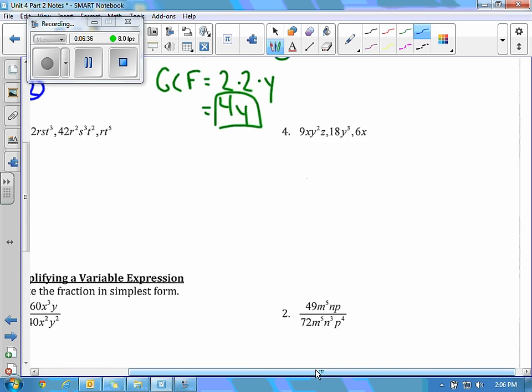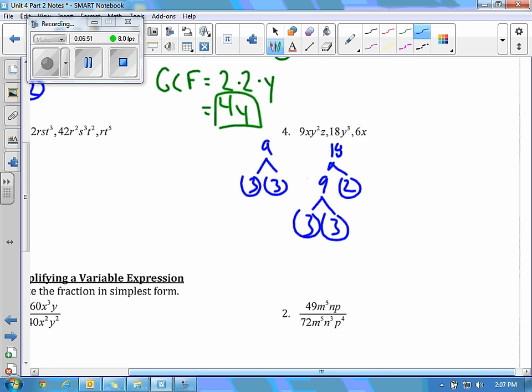So again, we'll start with the factor tree. 9 is going to split into 3 and 3. 18 is going to split into 9 and 2. 2 is prime. 9 splits into 3 and 3, which are both prime. And then 6 is going to split into 3 and 2, which are both prime.